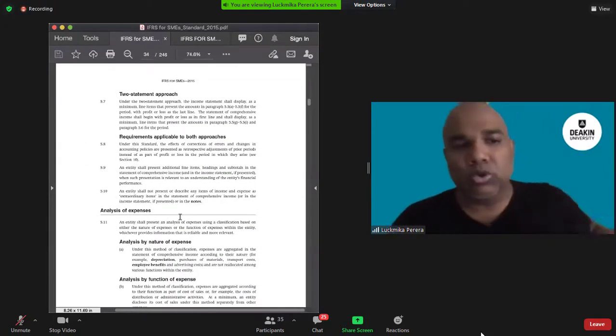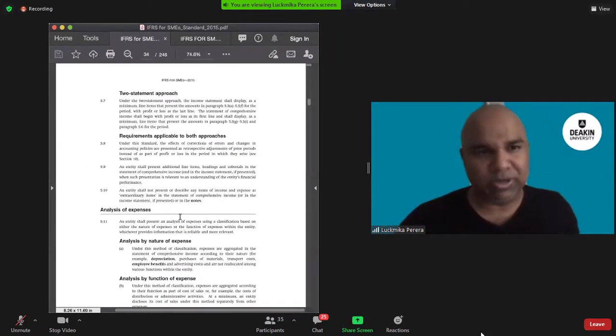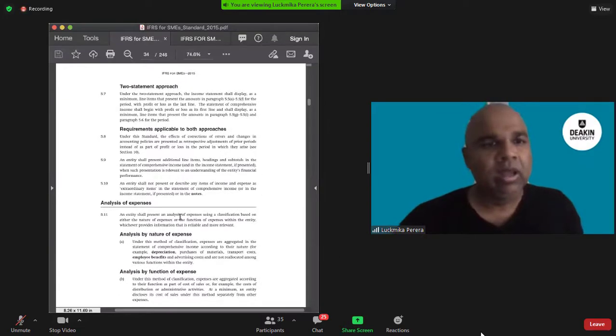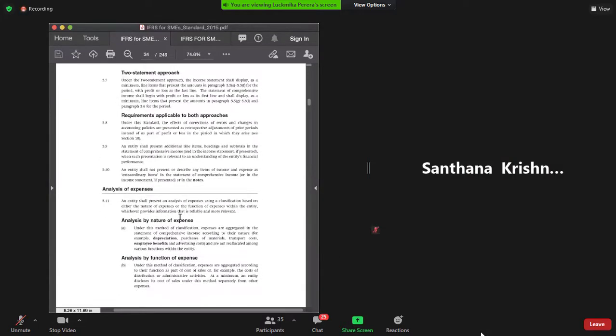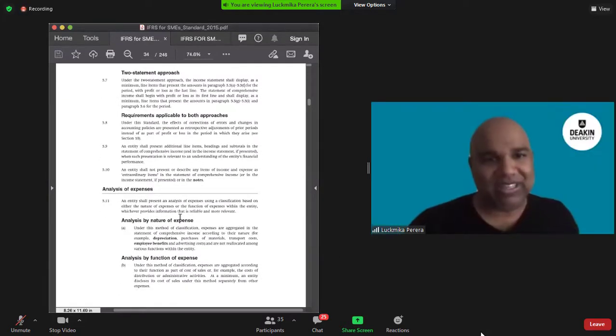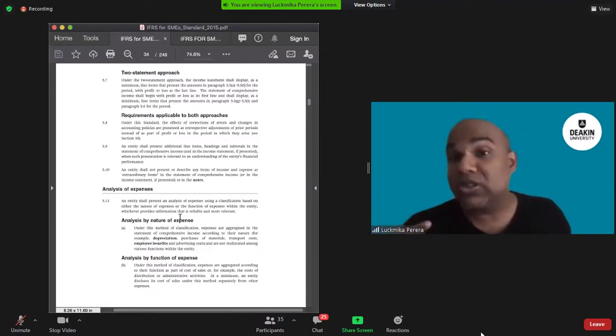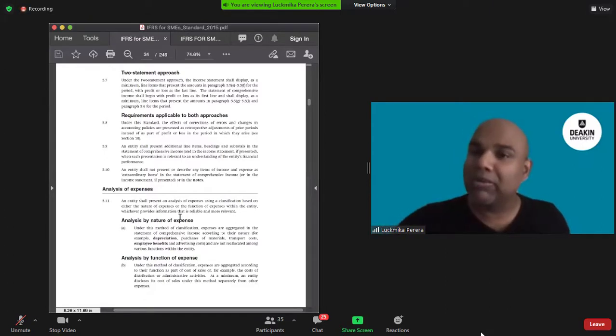I'm not going to do too much on the two statement approach because that is not as relevant. Requirements applicable to both approaches are that they have to obviously follow the standards. You have to be clear about what the income and the outflows are. And you also need to adhere to the notes of the financial statements, which are at the end of the financial statements.